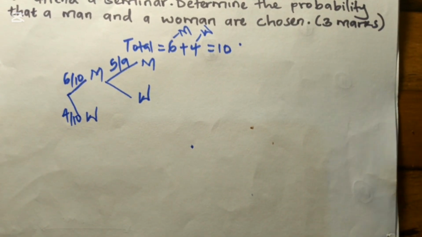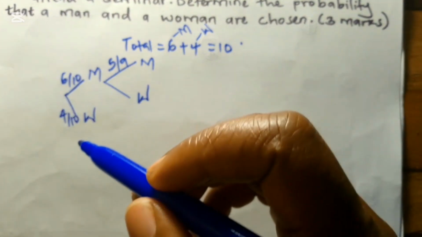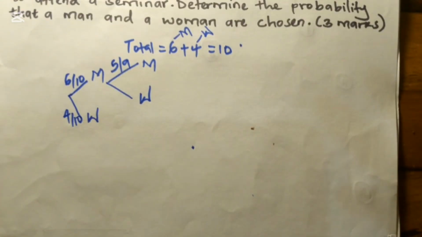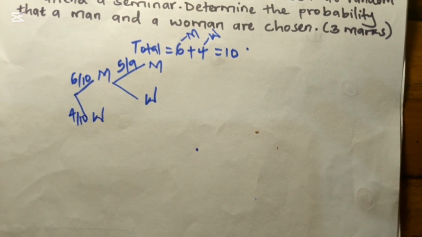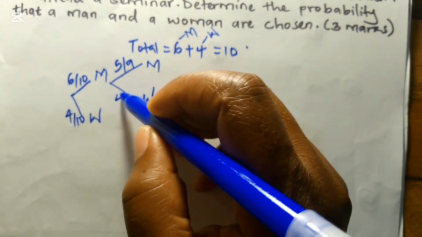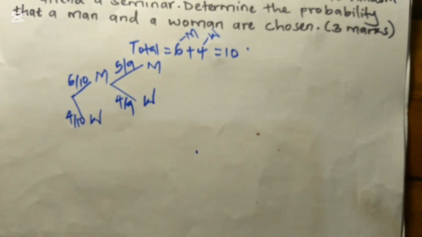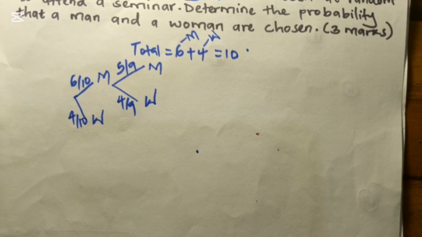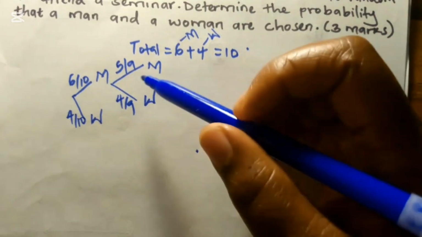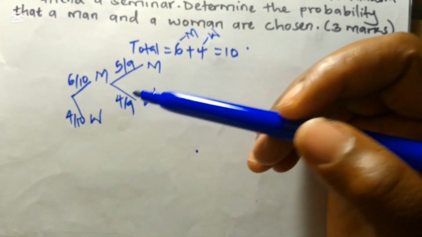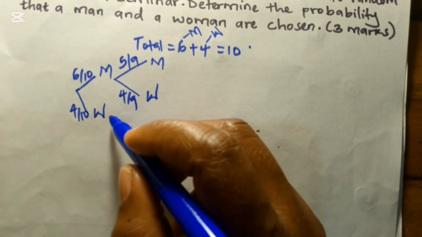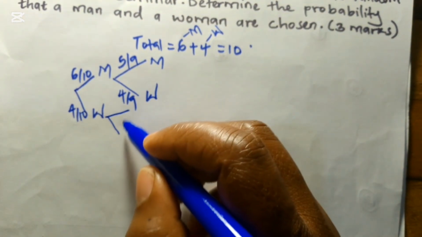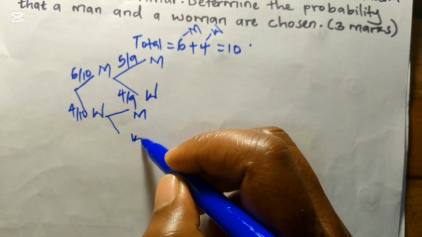So, a woman has not been chosen, so the women still have 4. So we'll have 4 out of 9. You can try to add the two probabilities to see whether you are getting 1. 5 over 9 plus 4 over 9 is 9 over 9, which is 1. Then we come to this case, whereby we'll have a man and a woman.